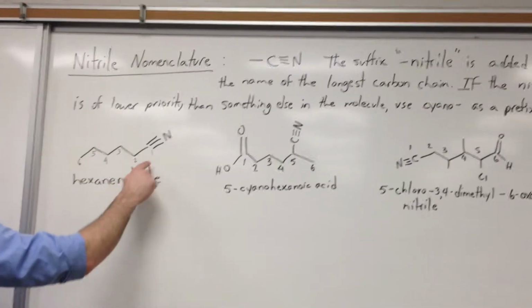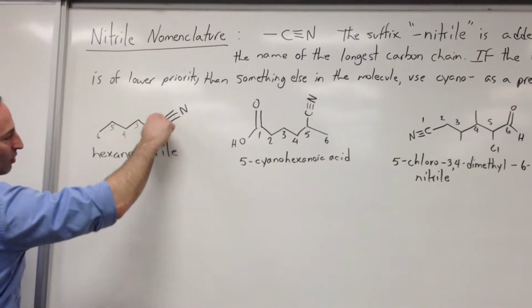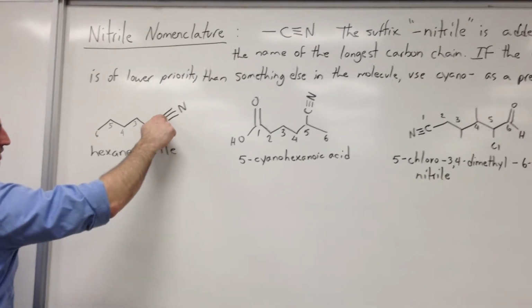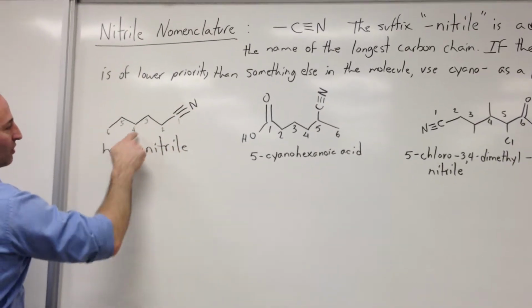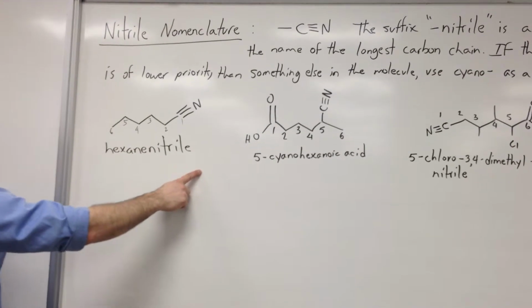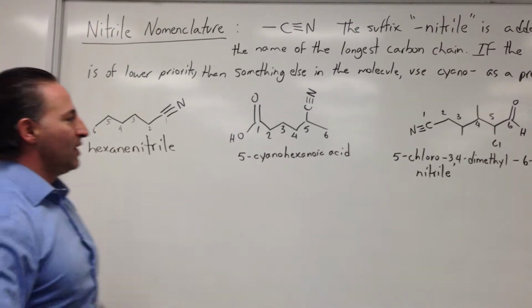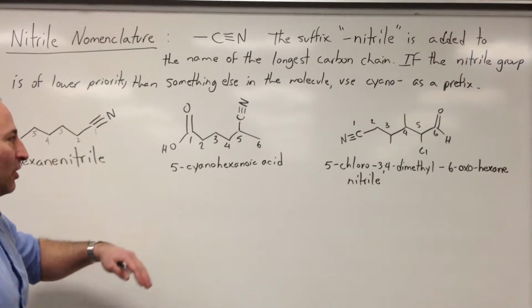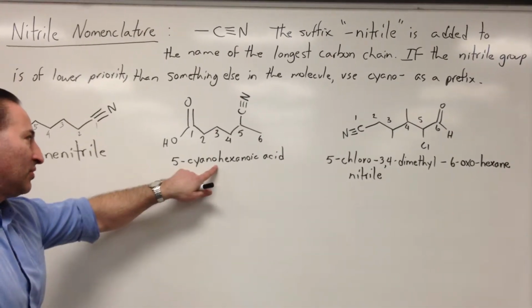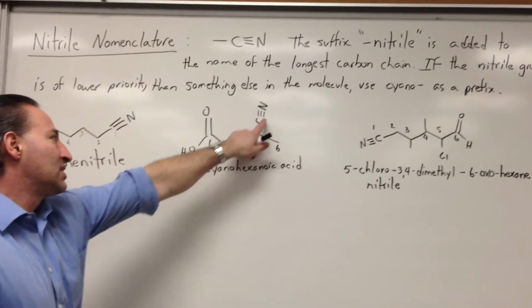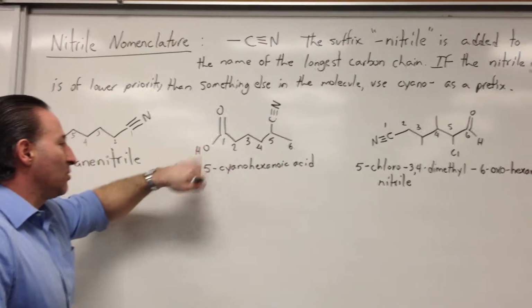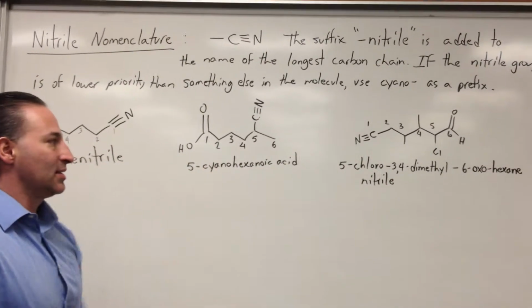When we name the nitrile, you also count the carbon where the triple bond begins. So C is over here. So we start 1, 2, 3, 4, 5, 6. We call this hexane nitrile. If the nitrile is of a lower priority than something else in the molecule, we use the cyano prefix. Here we have 5-cyano. It's a 6-carbon chain, so it's hexanoic acid.